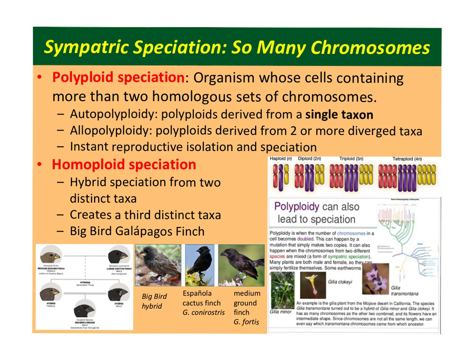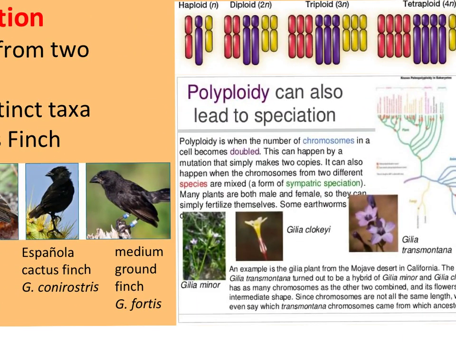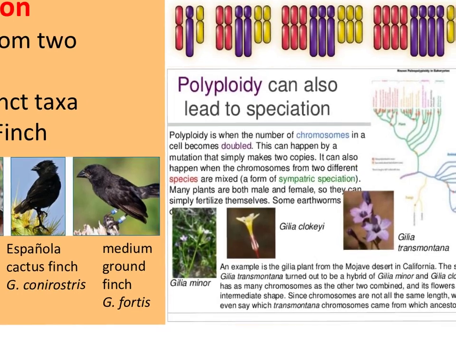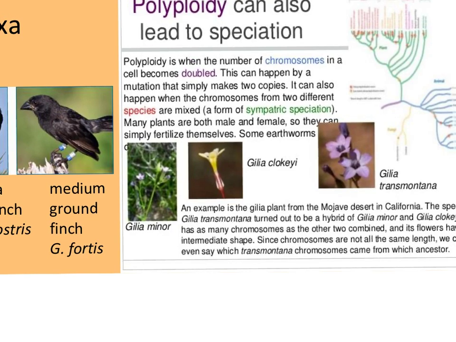And then there's another way that you can actually have speciation. I probably told you about this at one point, but it's called polyploidy. Polyploidy is when the number of chromosomes in a cell becomes doubled. This can happen by a mutation that simply makes two copies of each chromosome. It can happen when the chromosomes from two different species are mixed to form a form of sympatric speciation. Many plants are both male and female, so they can simply fertilize each other.